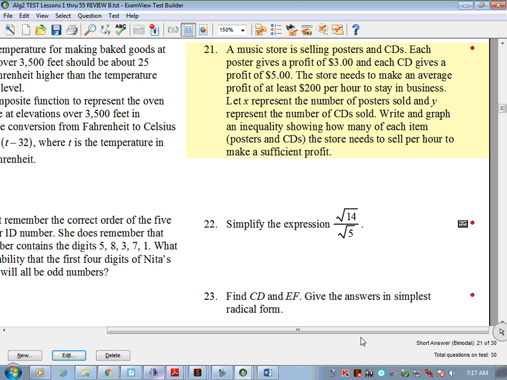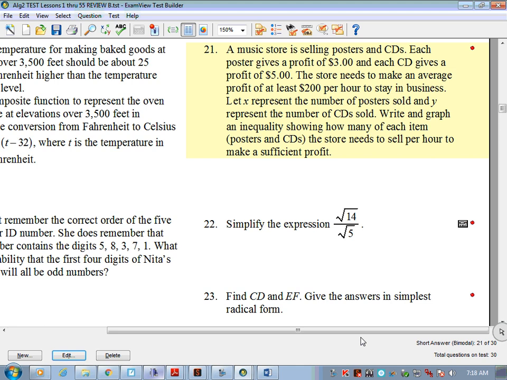All right, let's come up to 21. This is graphing linear equations in 2 variables. Okay, a music store is selling posters and CDs. Each poster gives a profit of $3 and each CD gives a profit of $5. The store needs to make an average profit of at least $200 per hour to stay in business. Let X represent the number of posters sold and Y represent the number of CDs sold.